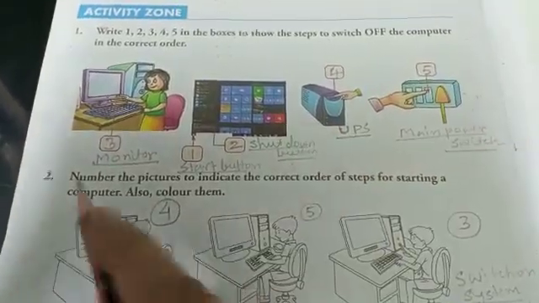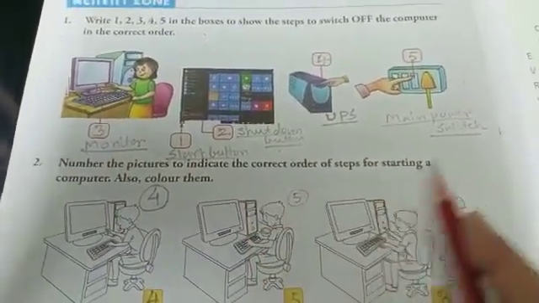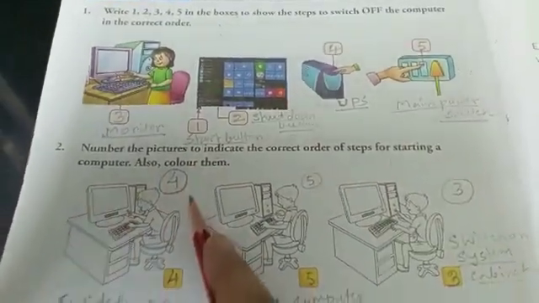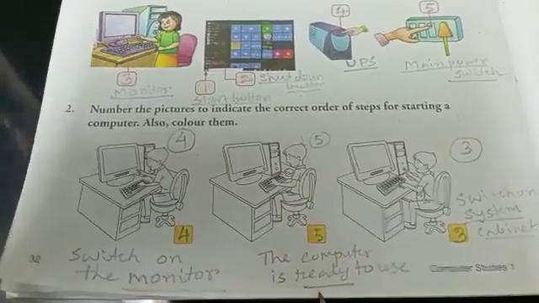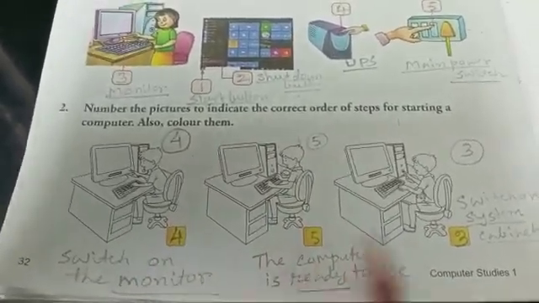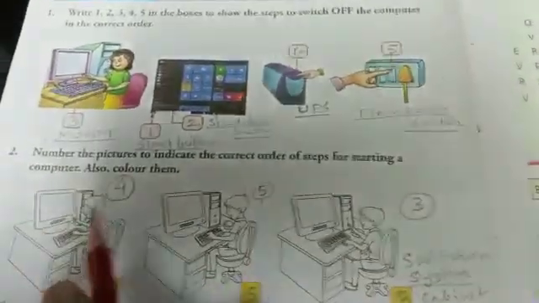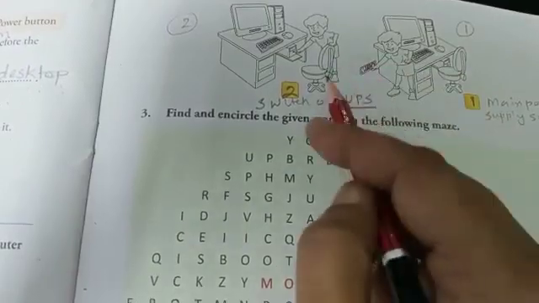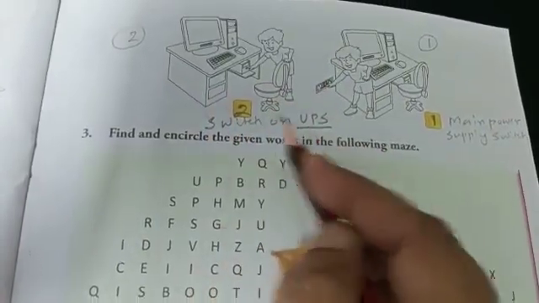Number 2. Number the pictures to indicate the correct order of steps for starting a computer. Also color them. This one you can do at home, but the steps you can write now. You can give the numbers or you can write also. First one, see 1, 2, 3 and in this page 4, 5. 5 pictures are given here. You will have to do the numbering and you can write down also or you can give the numbering also.